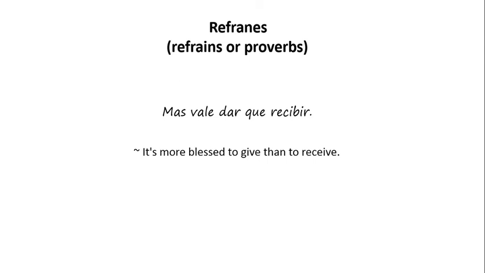Now at this point, we've reached the end of our module, but I'd like to review with you a refrain or proverb before we go. Más vale dar que recibir. It's more blessed to give than to receive.